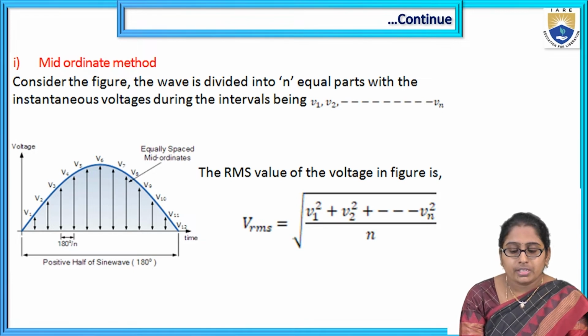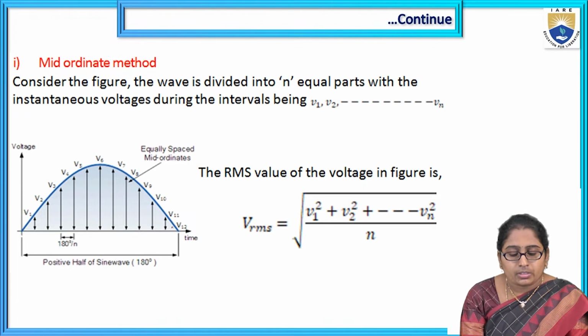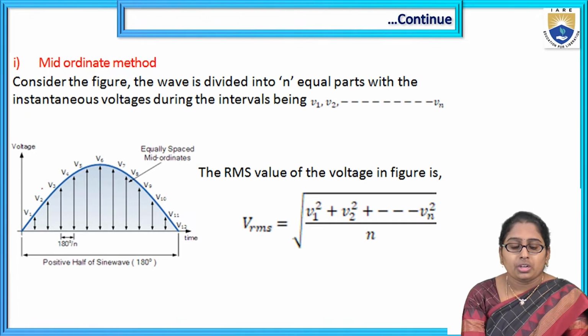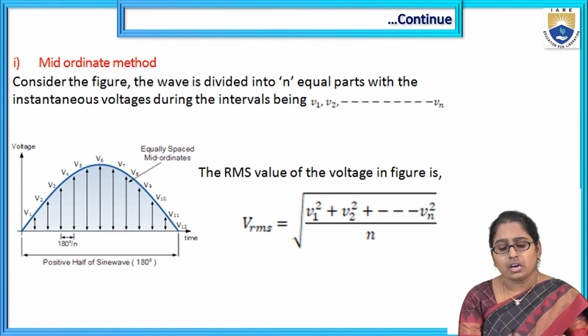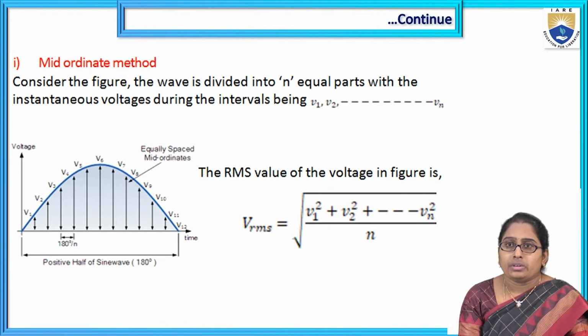Now, we can see the waveform. Here it is divided into parts. Of course, n parts are not shown. Here we can see V1, V2 and so on V12 with equal intervals. Here it is shown for a half cycle. On x-axis time, on y-axis voltage. Now, see the RMS value of the voltage in the figure.